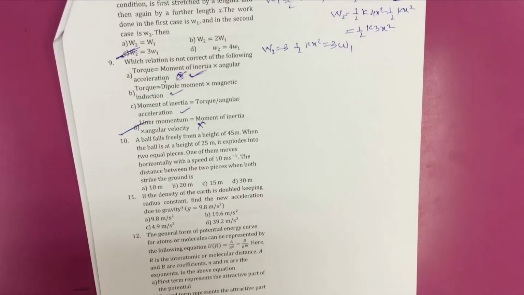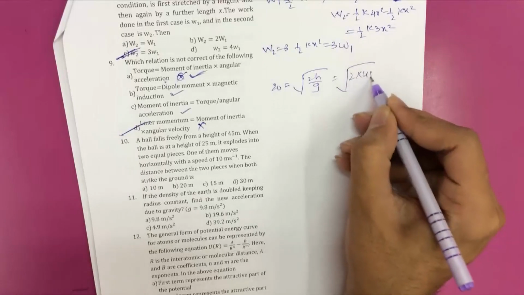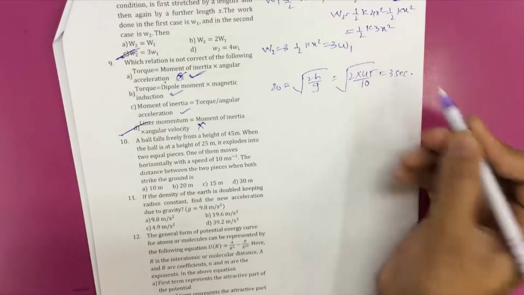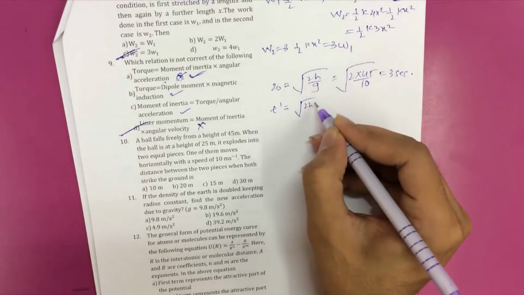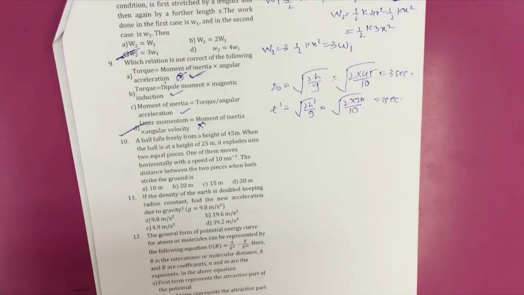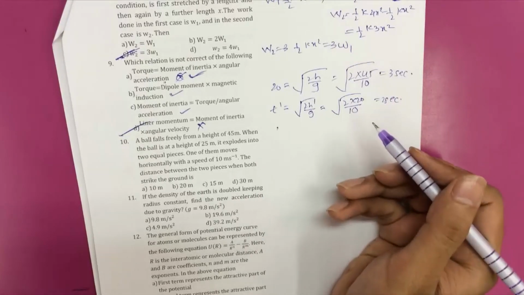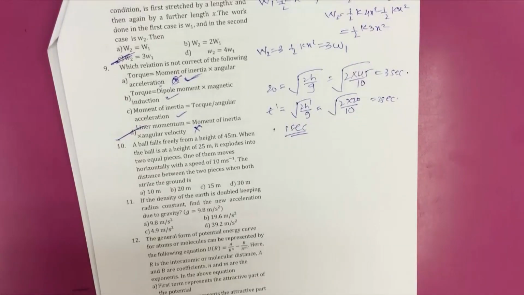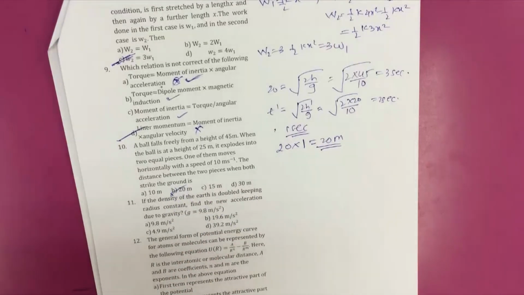Time taken by the ball to fall through 45 meters would be t equals root of 2h by g, which is root of 2 multiplied by 45 by 10, which is 3 seconds. And time taken by the ball to fall through the first 20 meters, that is t dash, equals root of 2h dash divided by g, which is 2 into 20 divided by 10, which is 2 seconds. Hence, time taken by the pieces to fall from 25-meter height to the ground would be 3 seconds minus 2 seconds, that is 1 second after they explode. Horizontal distance between the two pieces at the time of striking the ground would be velocity into time, which is 20 meters. The correct answer is option B.